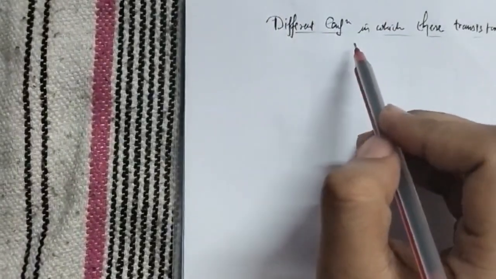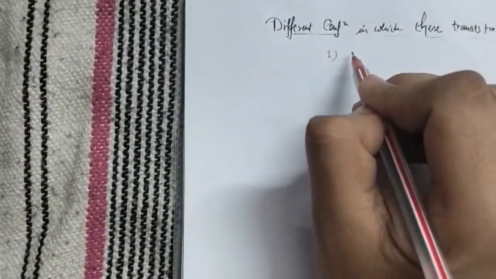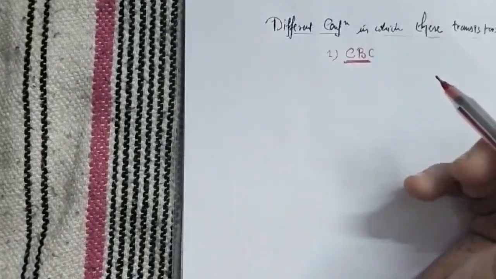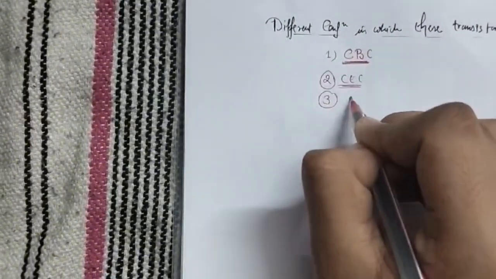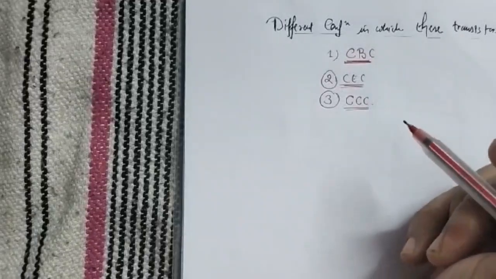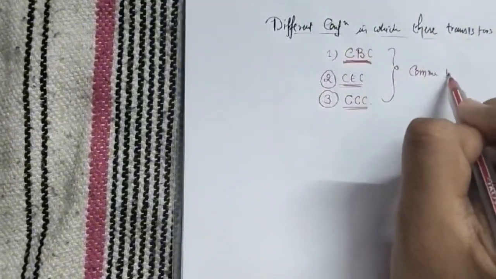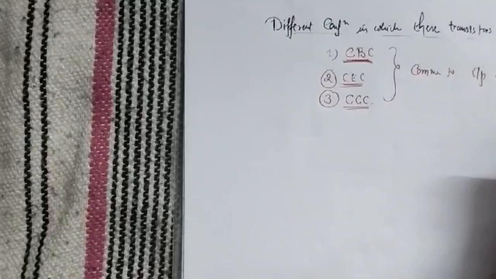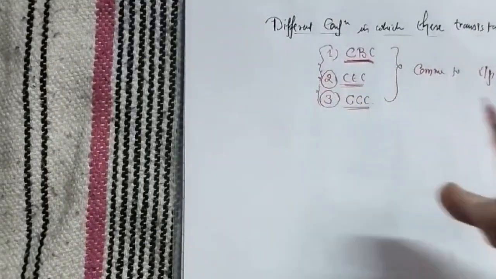Okay, so now we will know about a different configuration in which these transistors will be used. So first of all, we can have common base configuration, where base is common to input as well as output side. Second one is common emitter configuration. Third one is common collector configuration. So here we are saying common again and again. Common means it is common to input side as well as output side. So these are the three configurations in which we can set up the biasing.